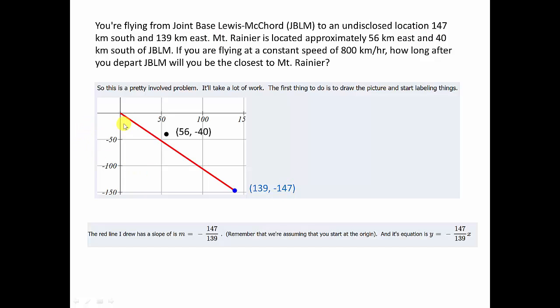And this red line, our path of the flight, we can put an equation to it. We know the slope's negative 147 over 139. It goes through the origin, so the y-intercept is 0. So it has a really nice, beautiful, easy equation.